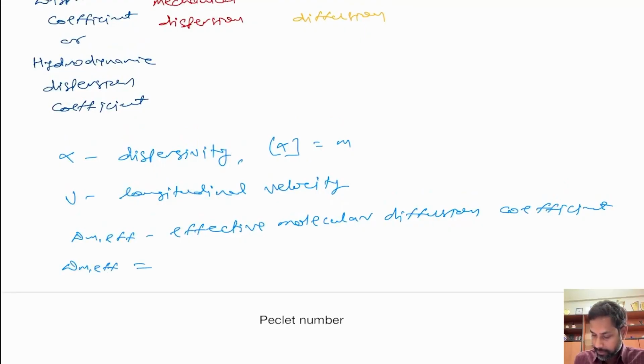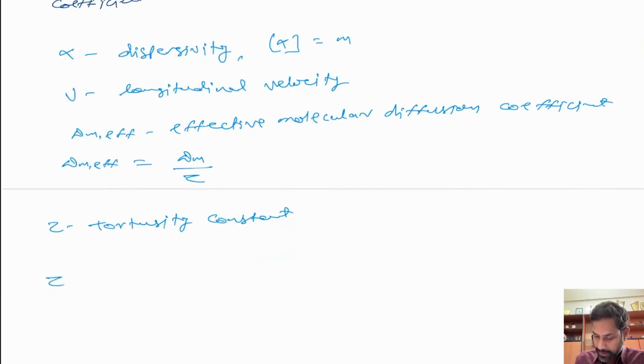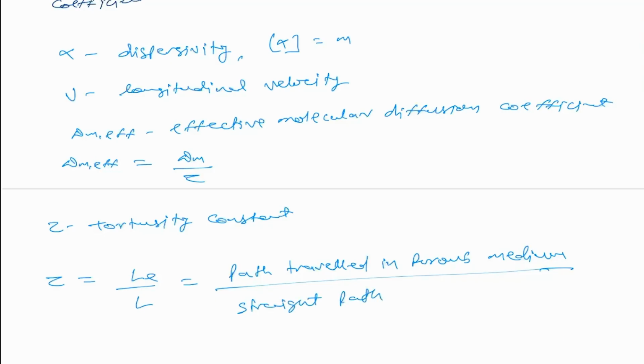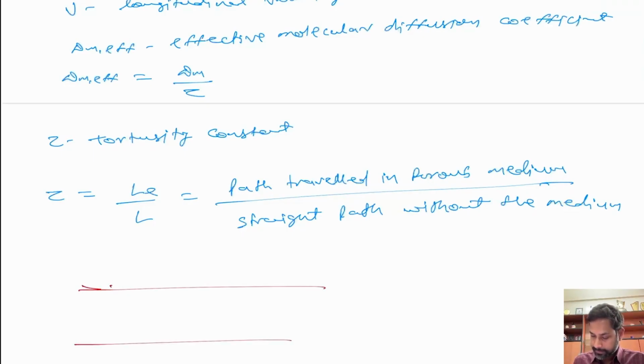Dm effective is equal to Dm over tau. Tau is known as the tortuosity, so tau here is a tortuosity constant, or you can call it a coefficient, and that is defined as Le over L. Let's say that is the path traveled in porous medium over the straight path without the medium.